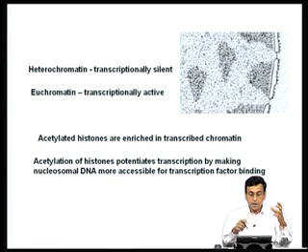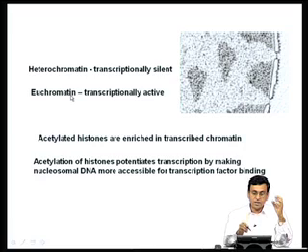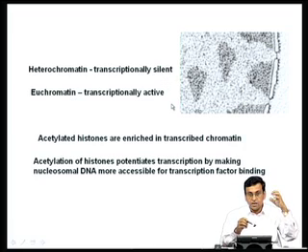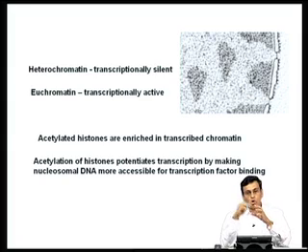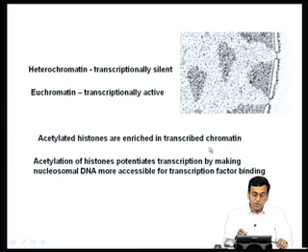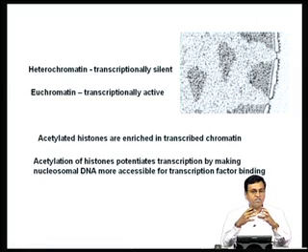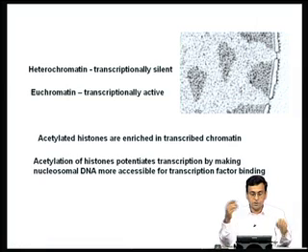Now I told you earlier, heterochromatin, which is a highly condensed chromatin, is transcriptionally silent, and euchromatin, which is a lightly stained region of chromatin, is transcriptionally active. And when they looked at the acetylation of histones in euchromatin regions and heterochromatin regions, they found that acetylated histones are enriched in the transcribed chromatin, or the euchromatin regions of nuclei, whereas deacetylated histones are enriched in the heterochromatin regions or the densely packed regions of chromatin, clearly indicating that there is a correlation between transcriptional activity and acetylation of histones.